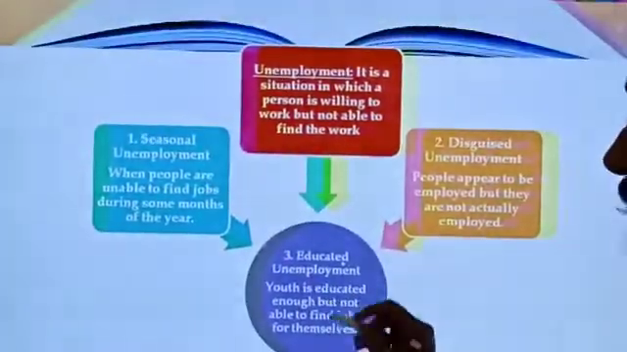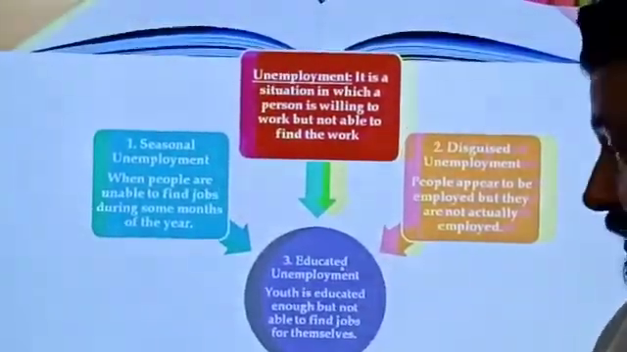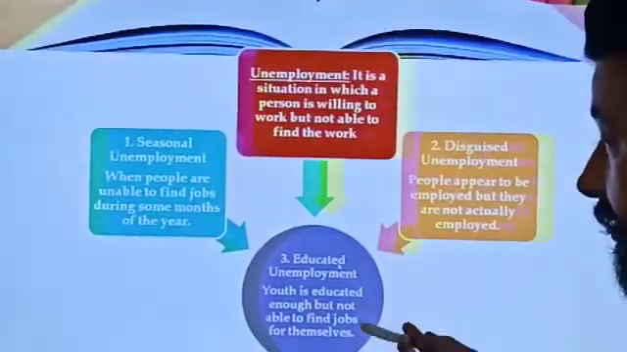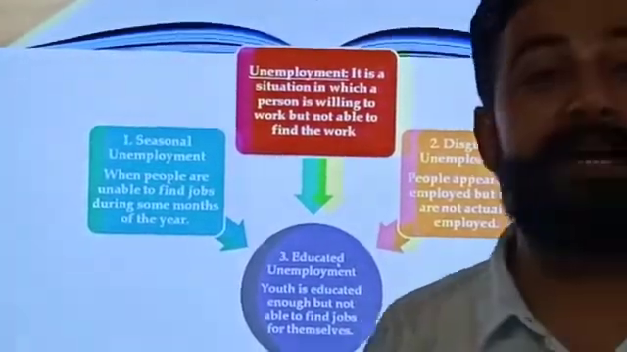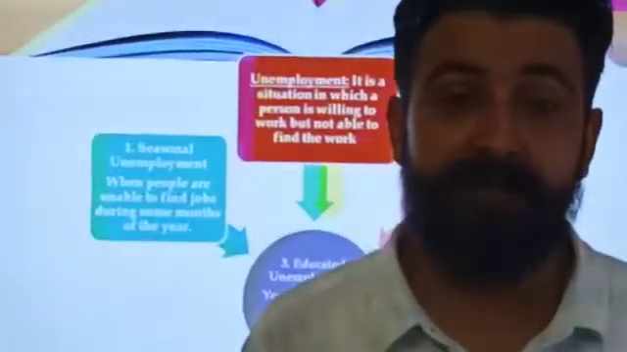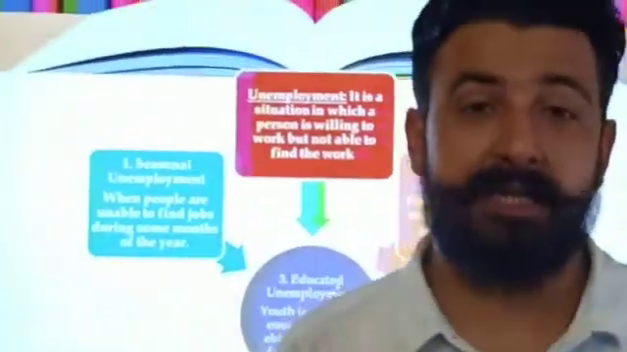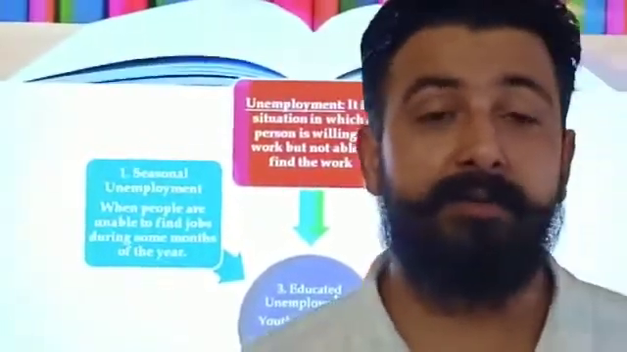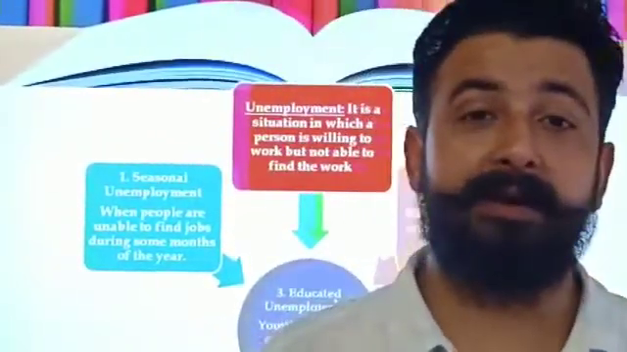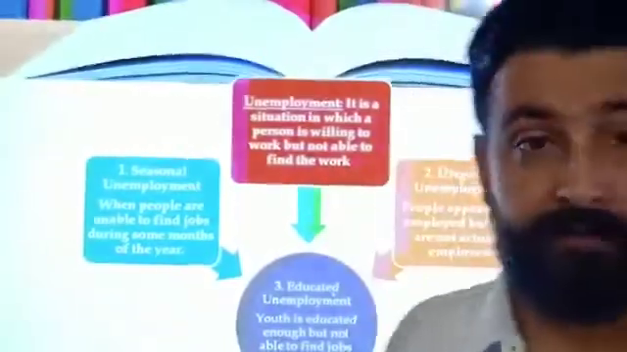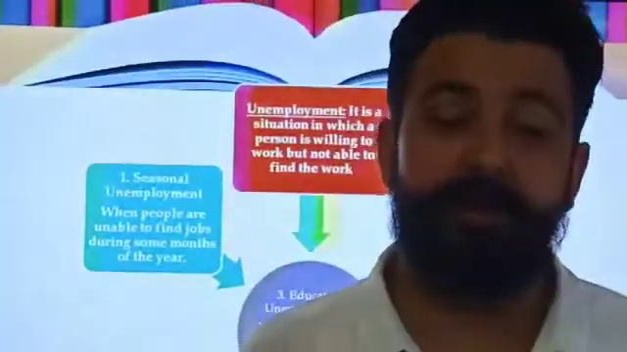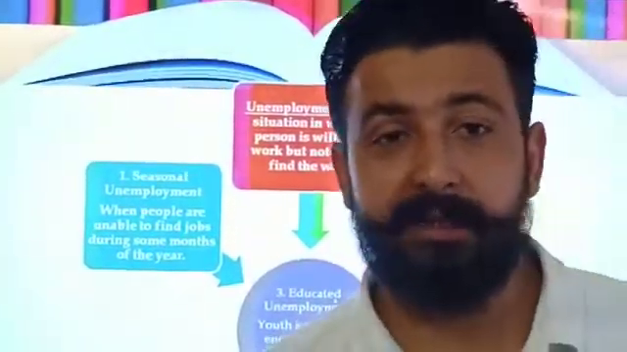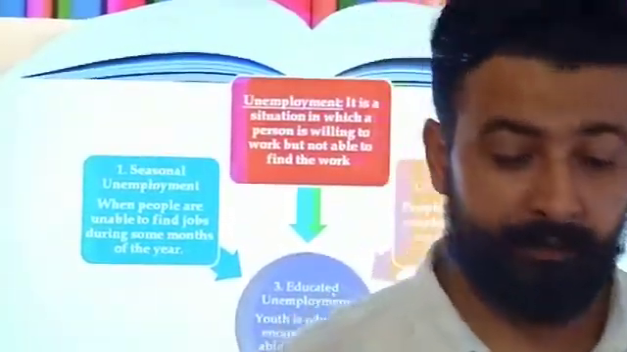The third one is educated unemployment. What is educated unemployment? Youth are educated enough but not able to find jobs for themselves. This is a problem for us as well as our country. So how can we say that our country is independent if we want complete independence? So we will have to focus on these topics, these indicators: health, education, skill, vocational training, food.